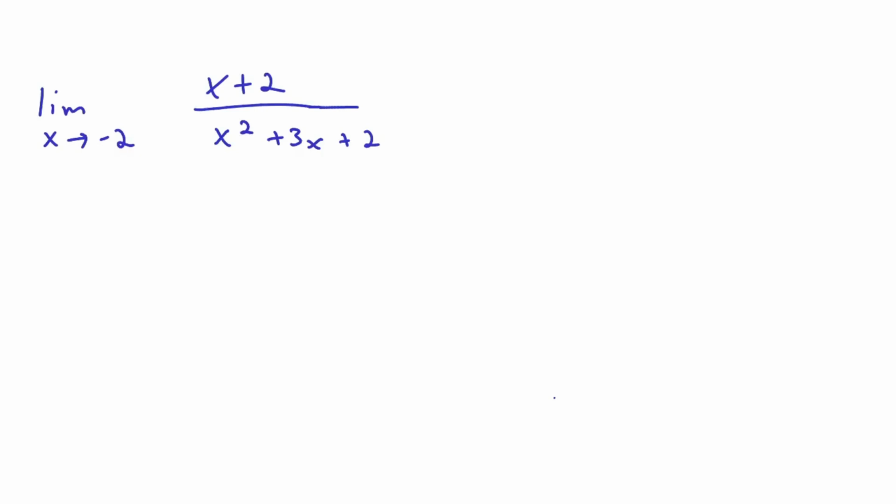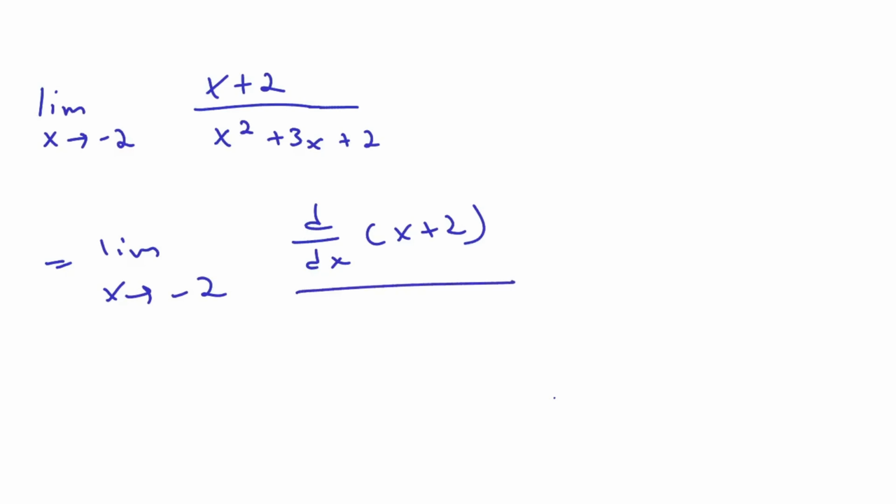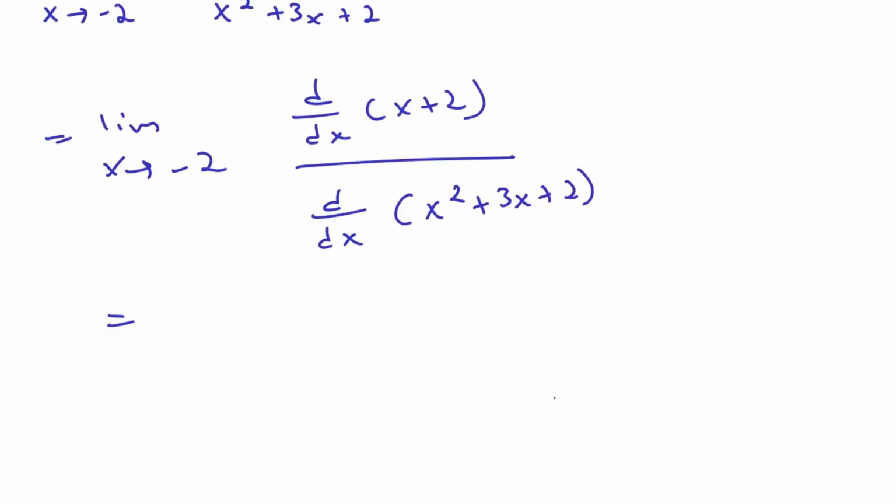So first things first, we're going to take the derivative of the top and the bottom, right? So this is equal to the limit as x approaches -2 of the derivative of my top over the derivative of my bottom. That's basically the only part of L'Hôpital's rule. Take the derivative of the top, the derivative of the bottom, and then see what happens when you plug in your number. So d over dx of x plus 2 over d over dx of x squared plus 3x plus 2. All you do now is take the derivative. So limit as x approaches -2, this would basically be 1 over 2x plus 3.